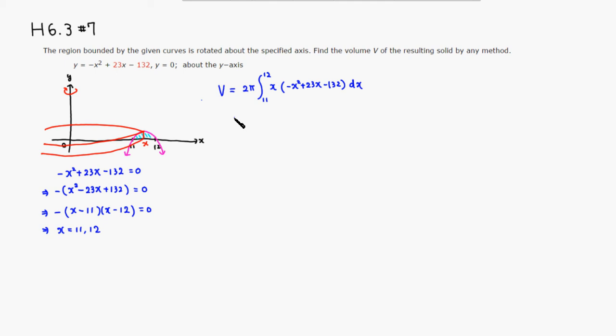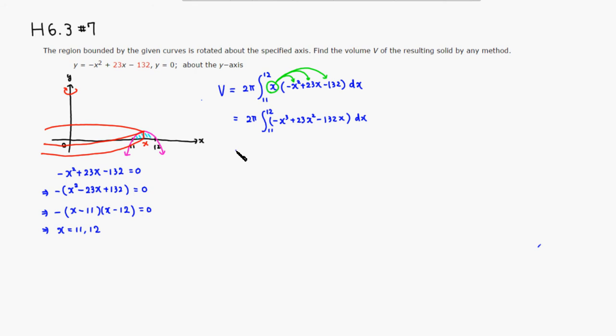So this is going to be equal to 2 pi times the integral from 11 to 12. Then I'm going to simply distribute x to each term. So we get negative x cubed plus 23x squared minus 132x.